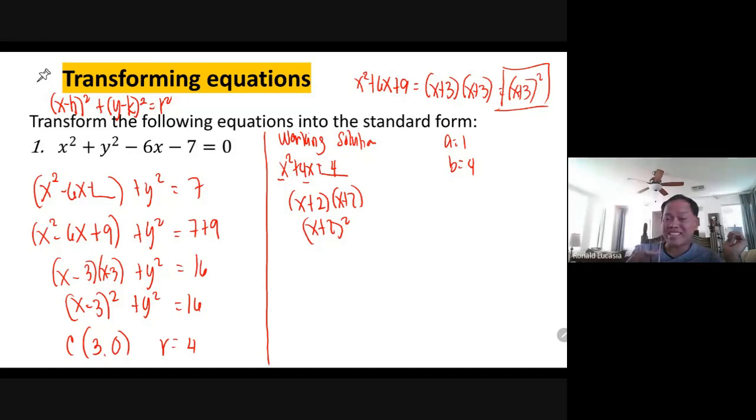The radius is not 16. You'll have to get the square root of 16. And the square root of 16 is plus minus 4. Since radius, we are talking about the distance, there's no negative. You just get the natural number of the square root of 16. Question so far?